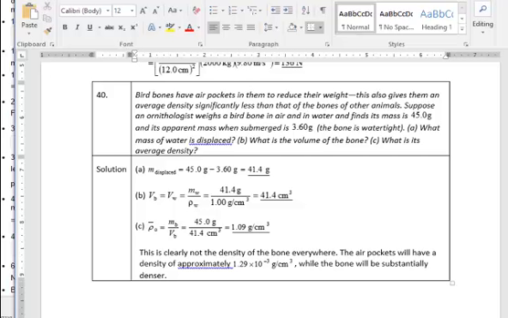Suppose an ornithologist weighs a bird bone in air and in water and finds its mass is 45.0 grams, which is an ounce and a half, and its apparent mass when submerged is 3.6 grams. The bone is watertight. What mass of water is displaced? What's the volume of the bone? What is its average density?